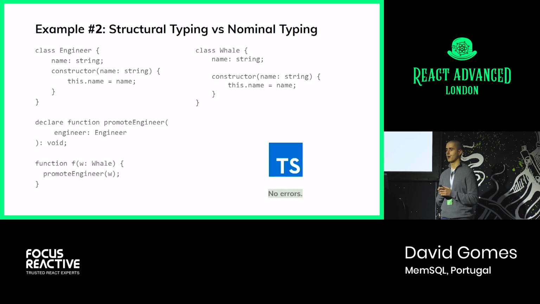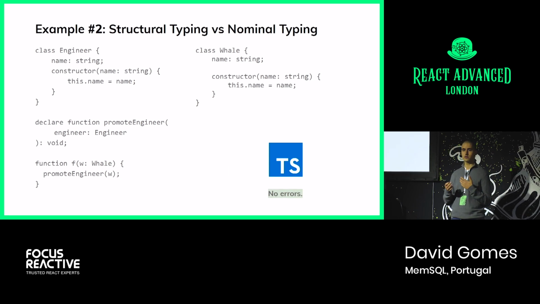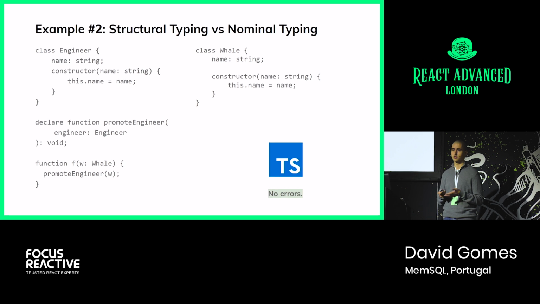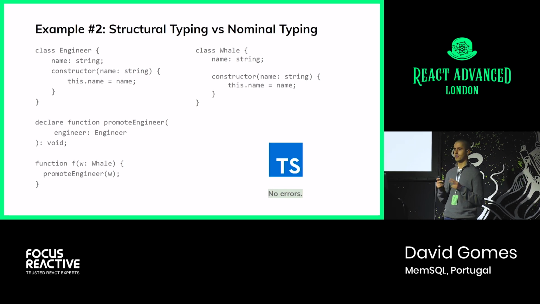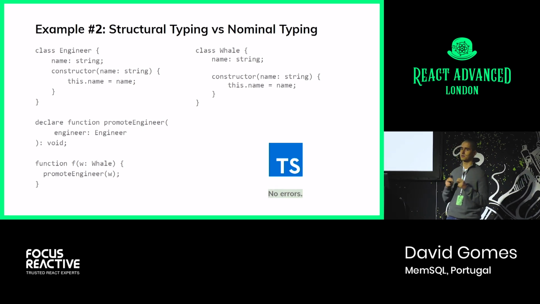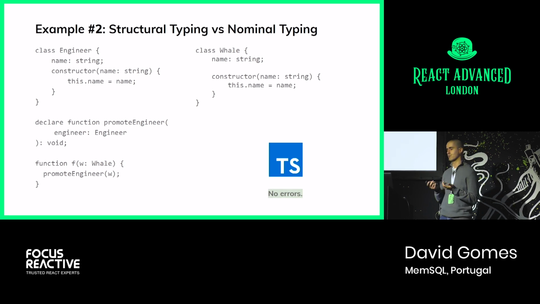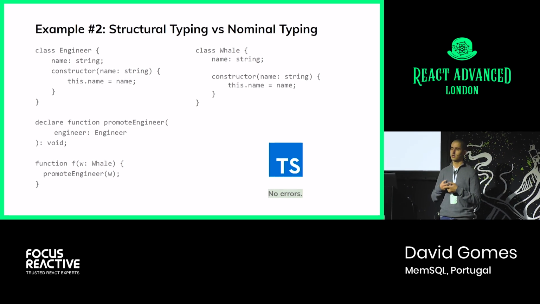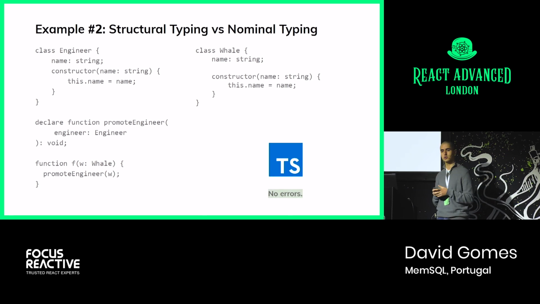And I don't think either of the approaches is the correct one. I think they're both valid, they're just different. So the Flow design team basically decided that JavaScript engineers think nominally about classes, but structurally about objects, whereas the TypeScript design team decided that JavaScript engineers think structurally about everything. Both valid approaches, just different.